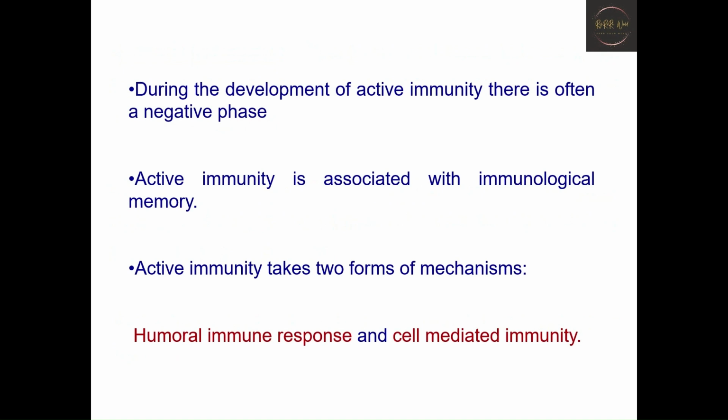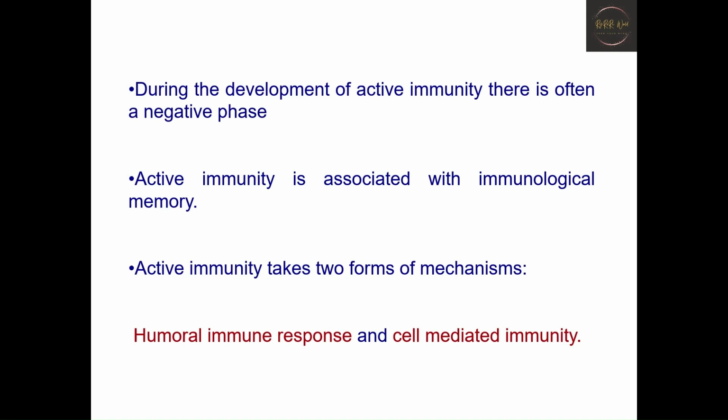During the development of active immunity, there is often a negative phase. Active immunity is usually associated with immunological memory. Active immunity usually takes two forms of mechanisms, that is the humoral immune response and the cell mediated immunity.